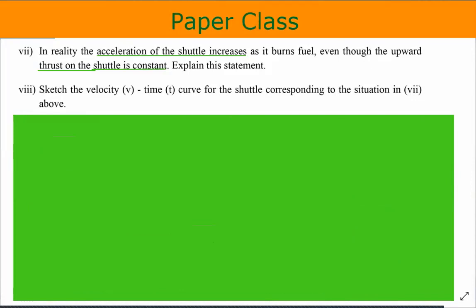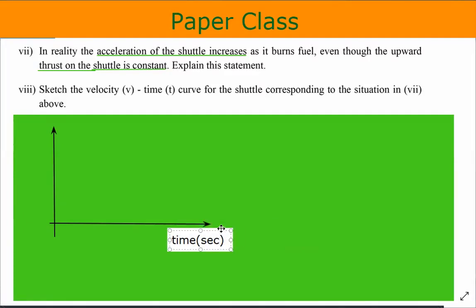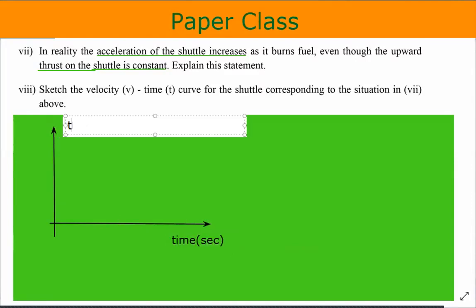Right. So we should draw the velocity time graph. So this is the time axis. This is the velocity axis. Somebody please tell me what the velocity time graph should be if the acceleration is constant. Somebody. Lamai. Sir, the velocity will increase with time. It's a straight line. Very good. If the acceleration is constant, it should be a straight line.